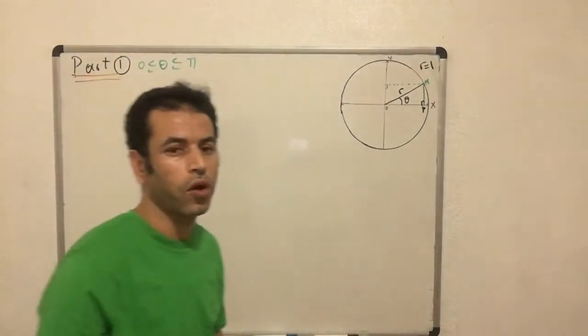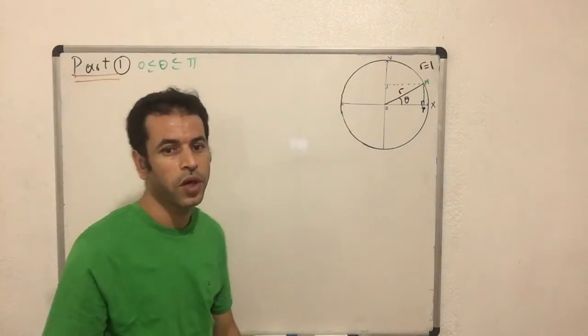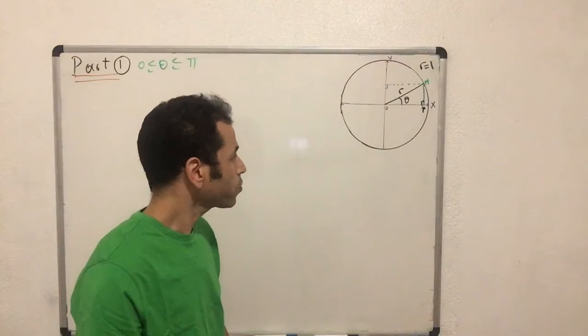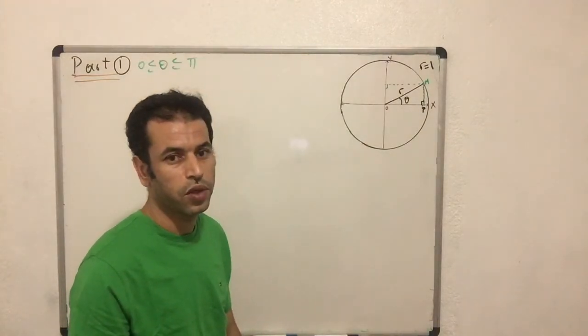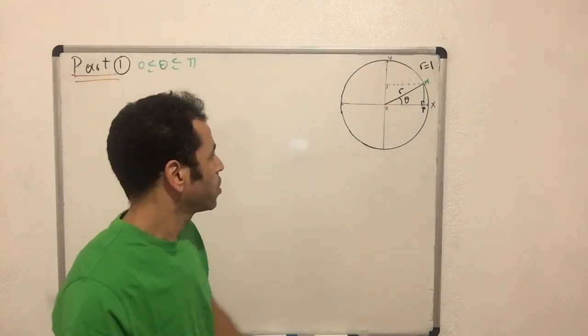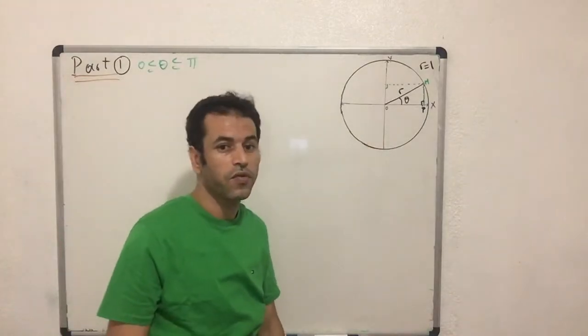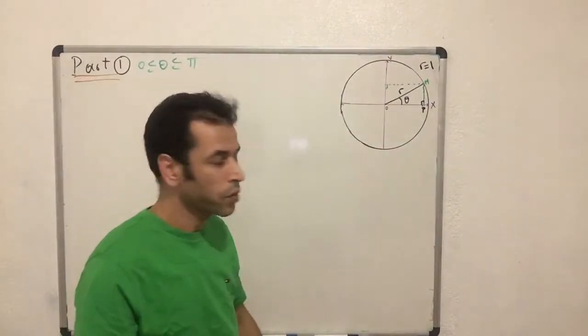Hi, good morning. In today's video, I'm going to do a very important lesson regarding the basic trigonometric identities. In this lesson, I will have two videos. In the first video, I will do part number 1, which is theta between 0 and pi, and in the second video, I will do theta between pi and 2 pi, okay?